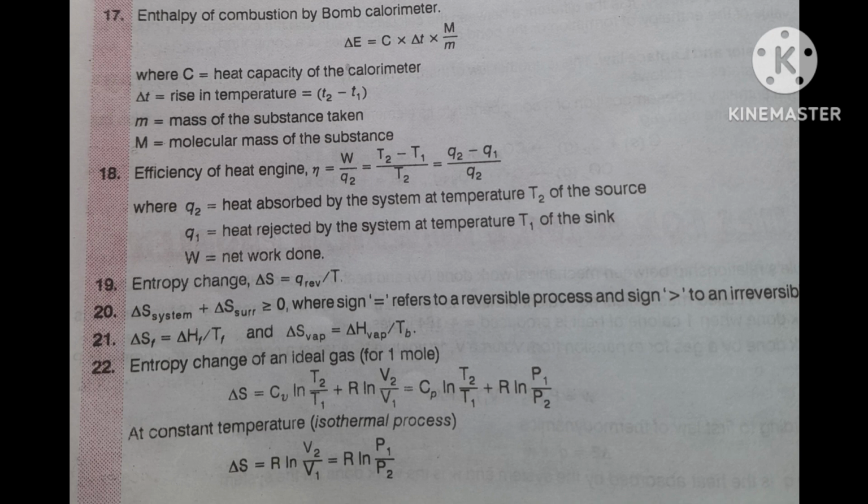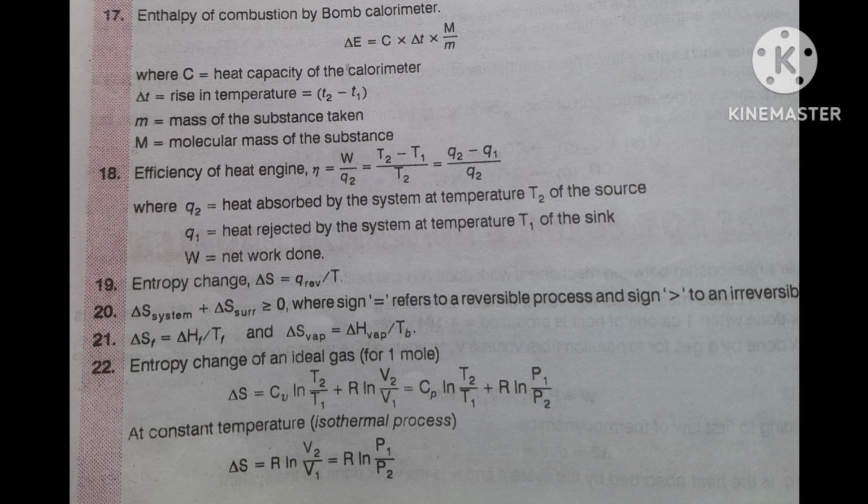Because only on this relation you can get many relations. Then this also you consider as a common relation, but very important relation. Both are very important relations. H is equal to E plus PV and G is equal to H minus TS. G is free energy, H is enthalpy, T is temperature, S is entropy.